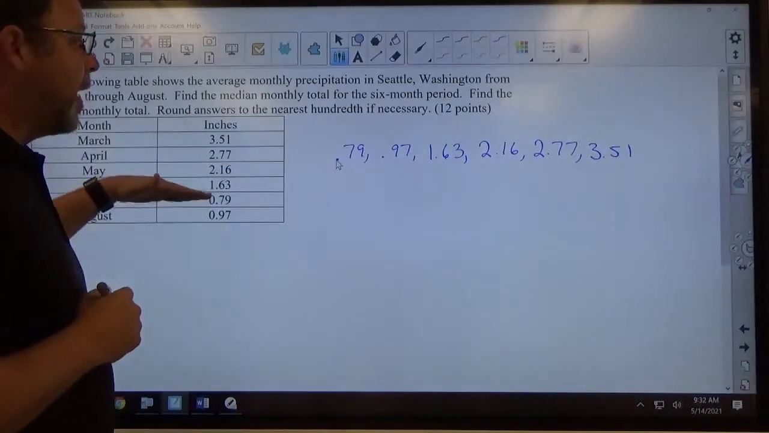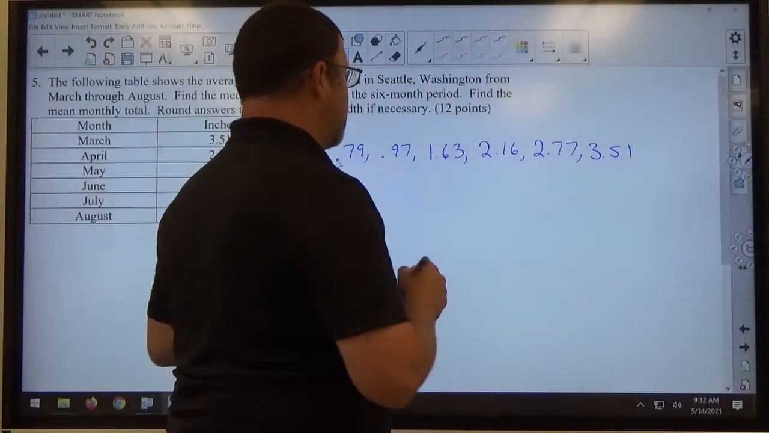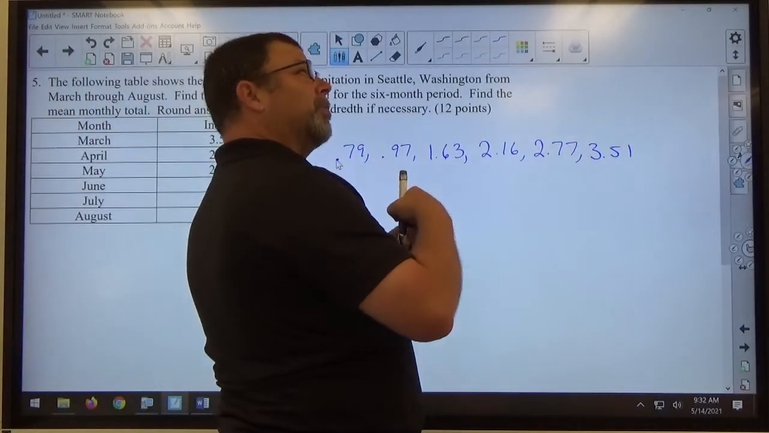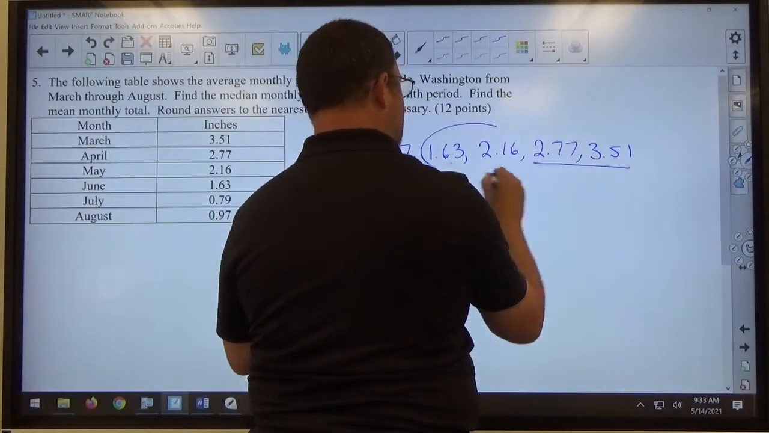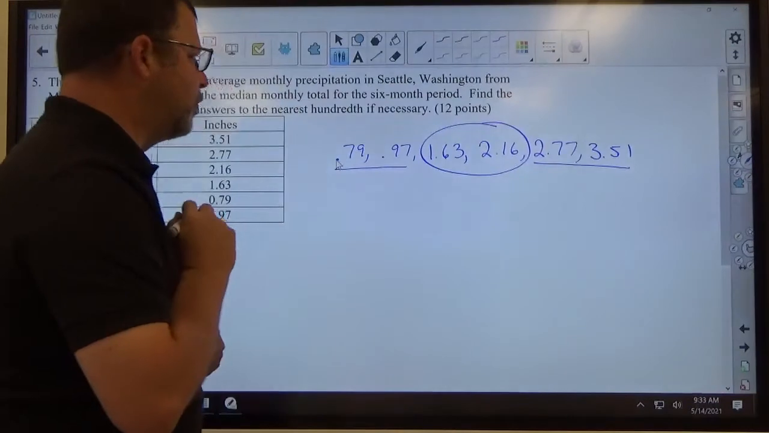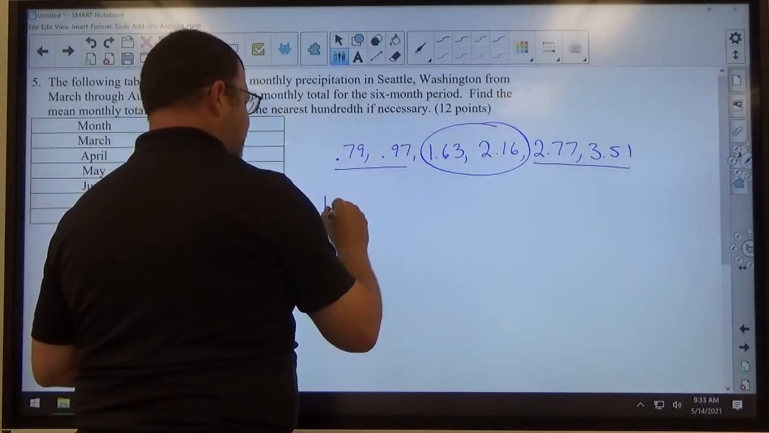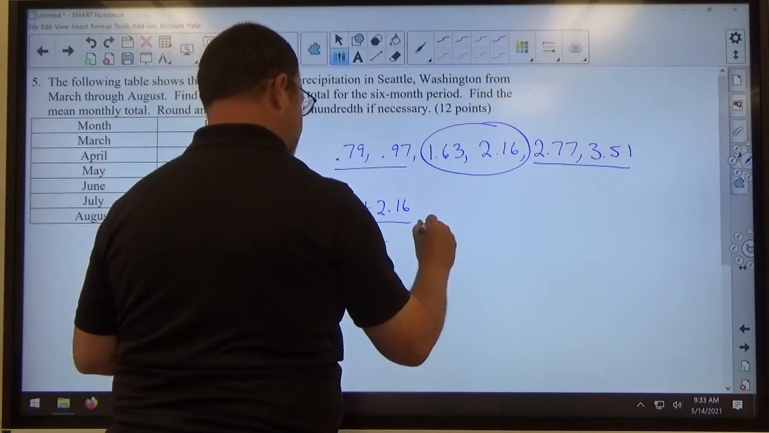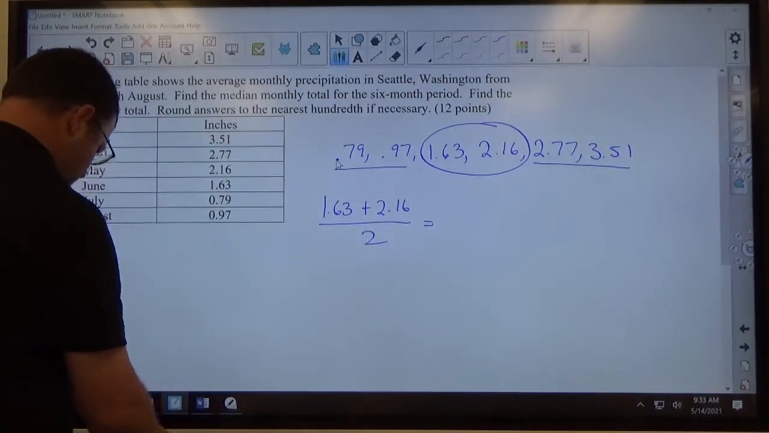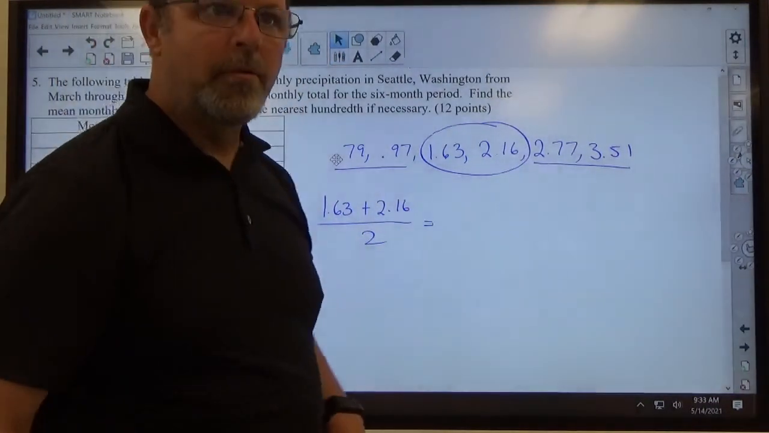There is an even amount of data here, so there's going to be 2 middle numbers. So 6 minus 2 is 4, half of 4 is 2. So I need 2 below, 2 above, and 2 in the middle. So my median is going to be the average of those 2 numbers. 1.63 plus 2.16 divided by 2. I'll finish this later.